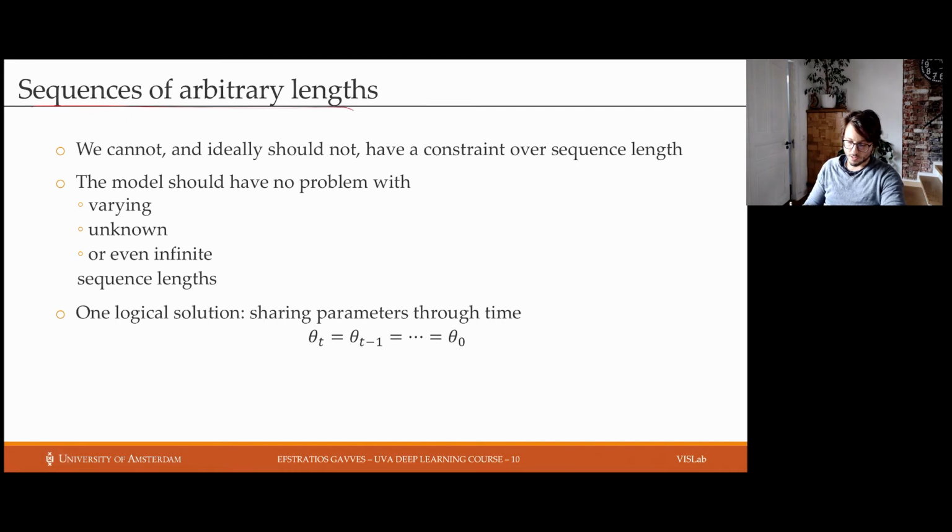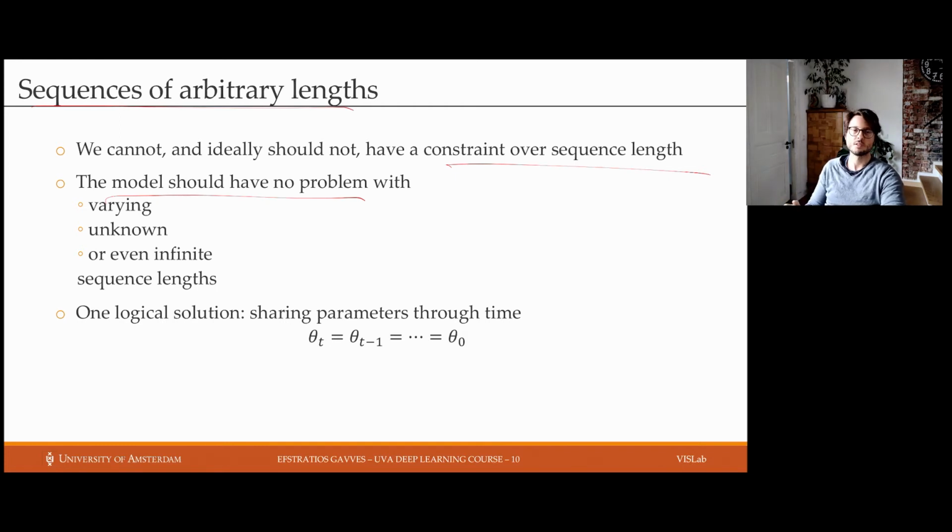To address sequences of arbitrary lengths, that's actually a very important point. Ideally, we should not have a constraint, or a very big constraint, on the sequence length. We simply cannot decide what the length of a sequence should be. If we do so, then we introduce a bias via our model. So the model should not, in principle, have a problem with varying, unknown, or even infinite sequence lengths. So this is not a very easy problem to solve, right?